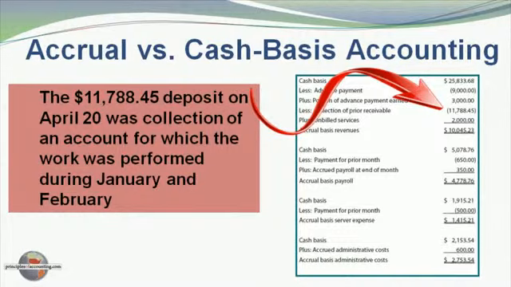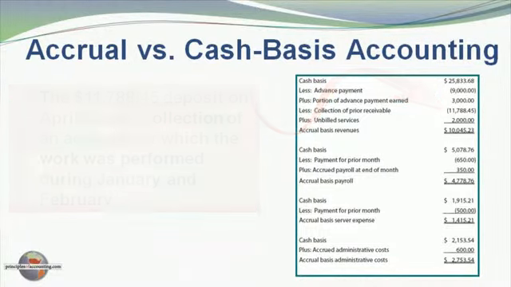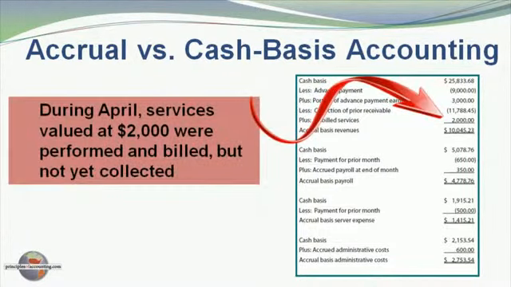$11,788 amount. Notice that I'm subtracting that. This amount was collected but related to work performed in January and February. And finally, at the end of the month, I'm adding $2,000 for work that was done in April but has not yet been billed. And I get accrual basis revenues of just over $10,000. Quite a difference from the cash basis revenues.